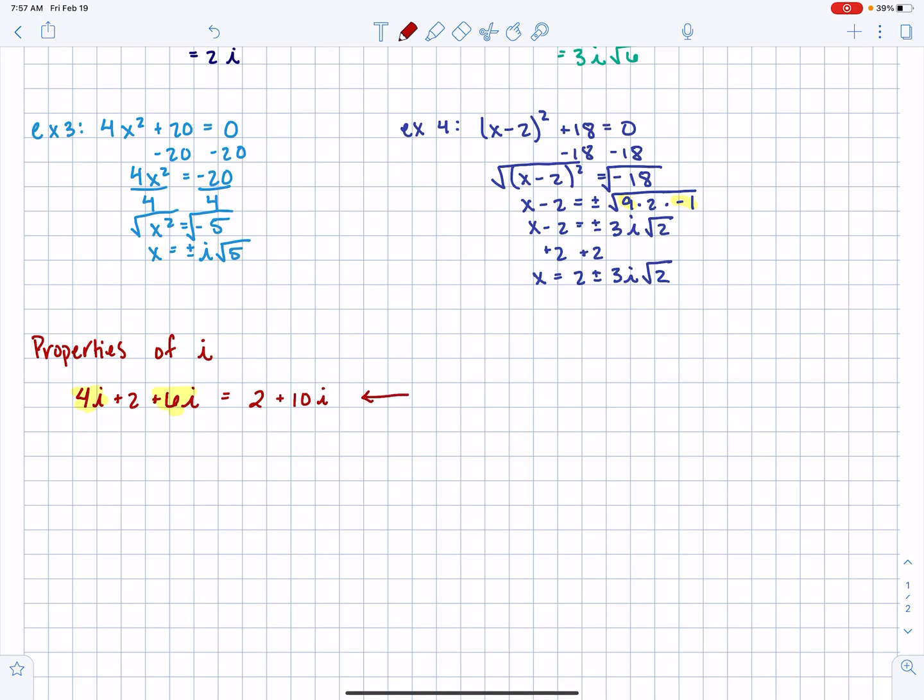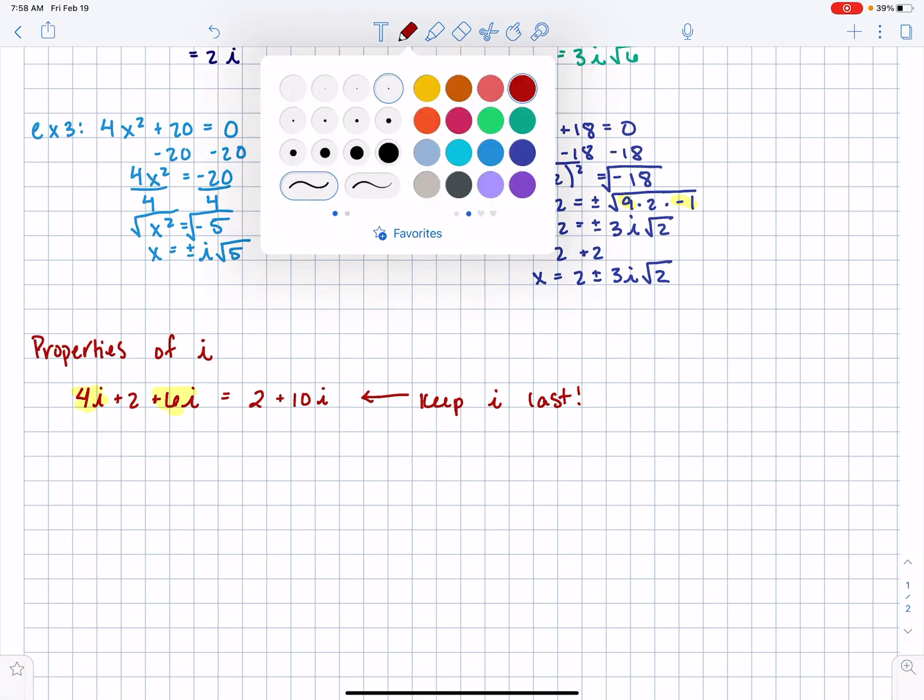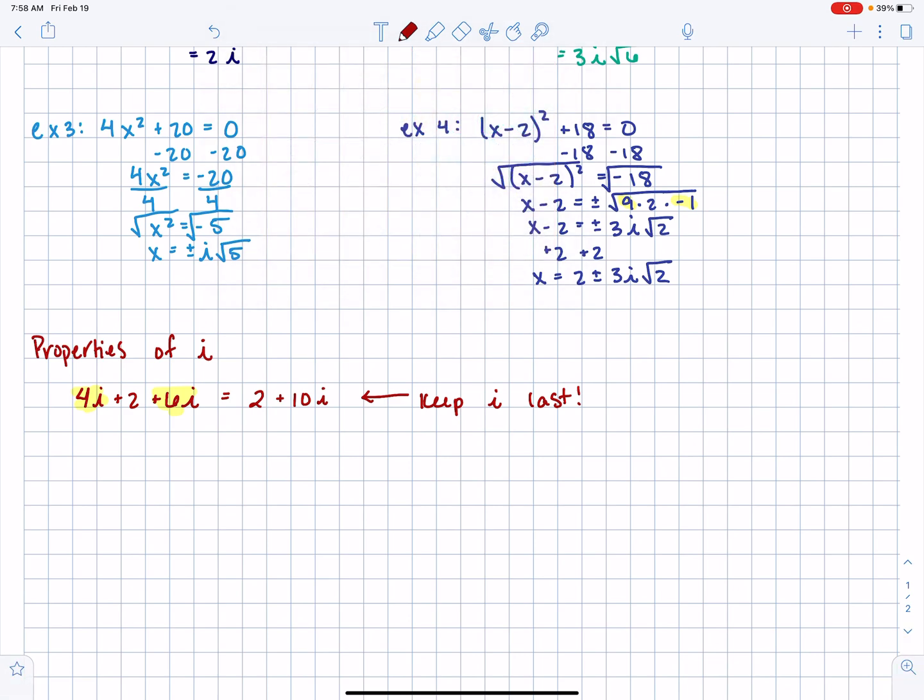So what we like to say here is keep i last. Sorry, not left, last. Keep i last. Sorry, just getting tripped up on my words. So keep i last. You want to keep it on the last part of your equation there. All right, let's try one more. I'll keep it as red for this one.